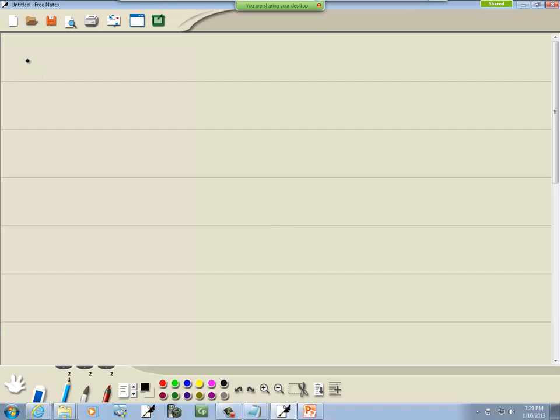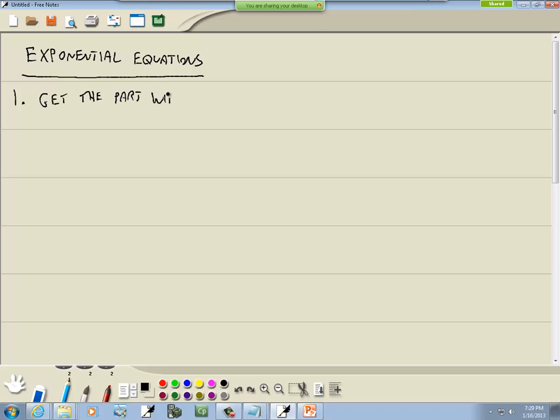Now we got a general technique to solve exponential equations. Exponential equations, you got a variable in the exponent. So exponential equations. First step: get the part with the variable in the exponent by itself. The numbers in front of it, the numbers after it.